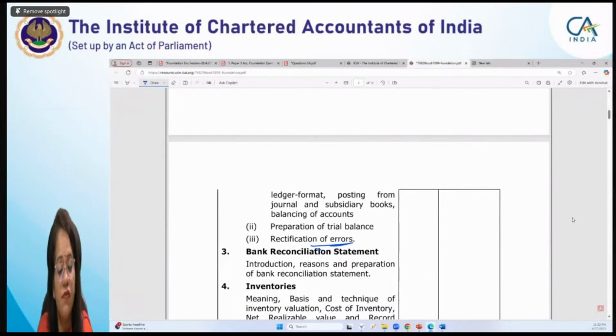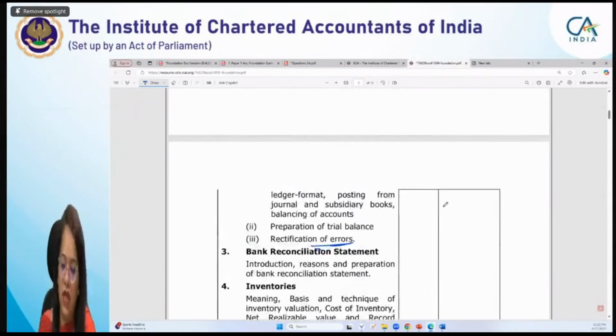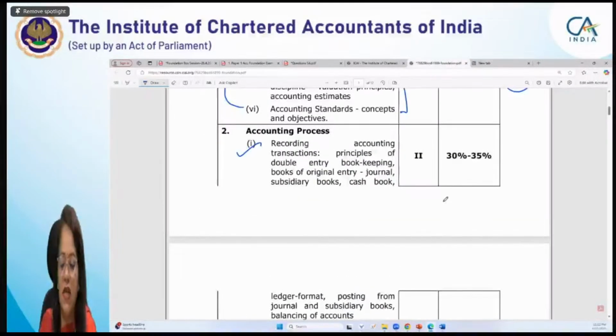So this is very important. These are all very important topics. Then we have bank reconciliation statements. Then we have inventories and bills of exchange. These are all the basic concepts of your accounting.